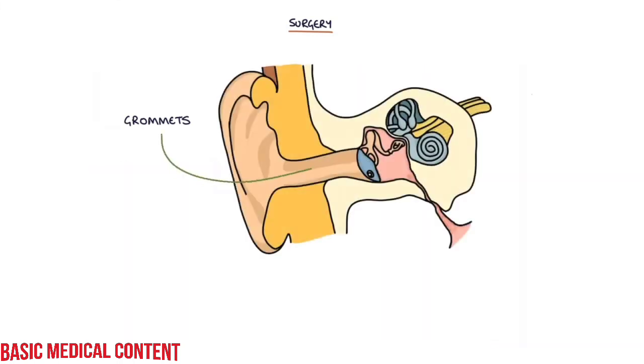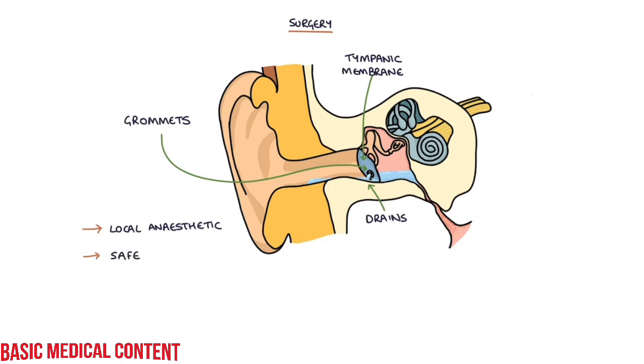Grommets are tiny tubes that are inserted into the tympanic membrane by an ear, nose, and throat surgeon. This allows air or fluid from the middle ear to drain through the tympanic membrane, through the grommets, into the ear canal. Grommets are usually inserted using a local anaesthetic. The procedure is relatively safe with few complications, and the grommets typically fall out within 18 months.